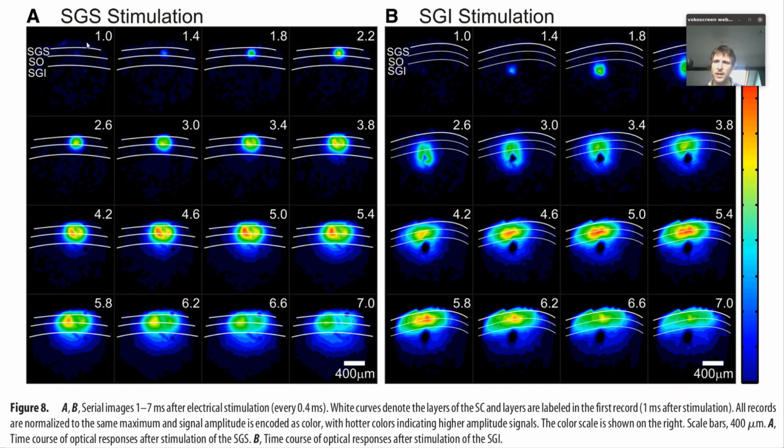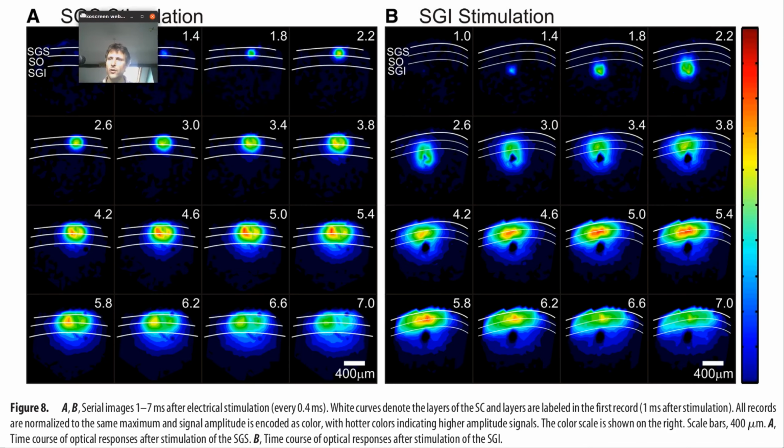Again, they show these nice time sequences so that you can get a sense of the dynamics. This on the left here, panel A, is the superficial stimulation. You see the initial stimulation up here, which then builds up. It gets wider and wider, until essentially it has spread out quite widely.